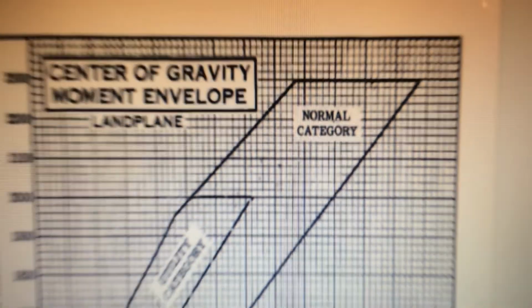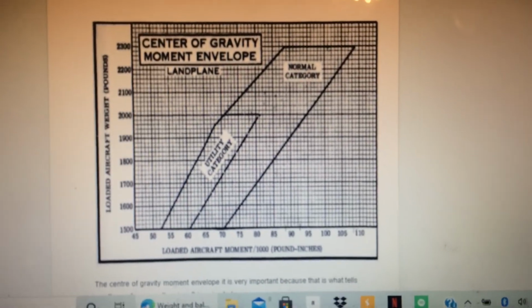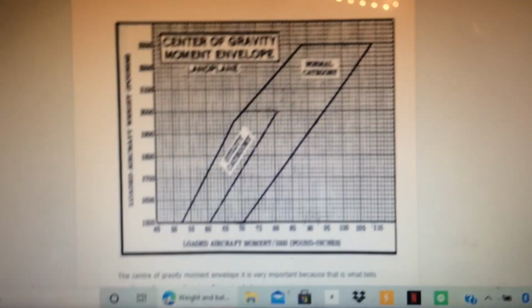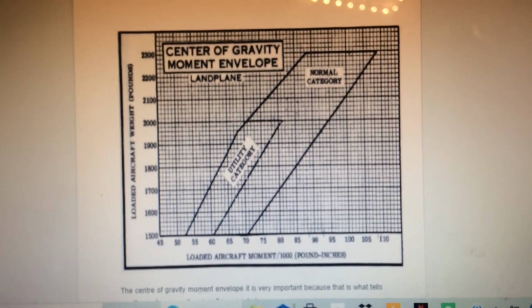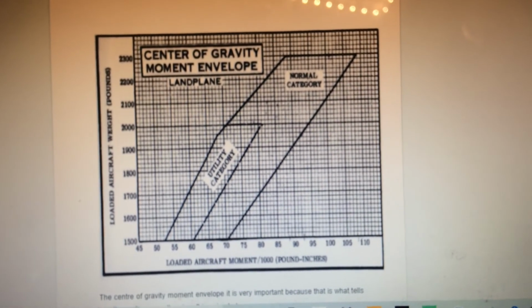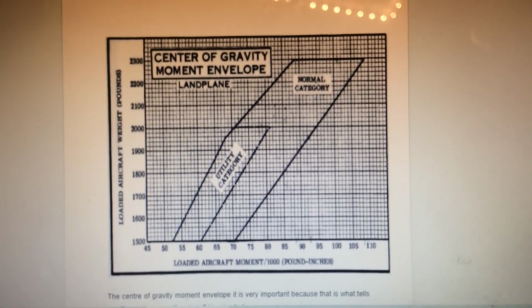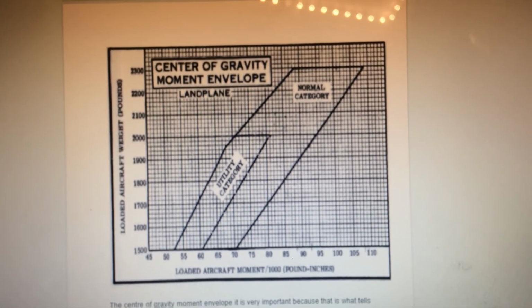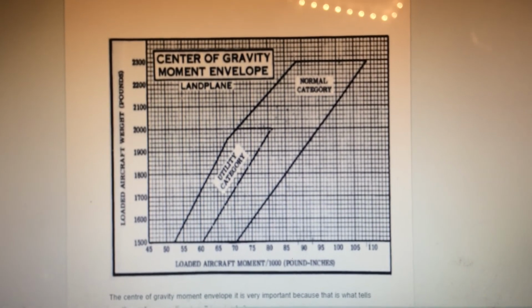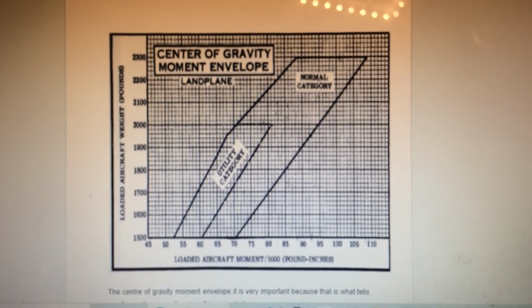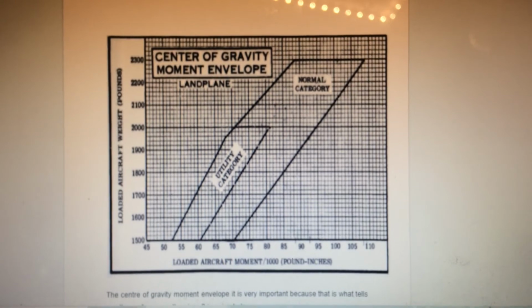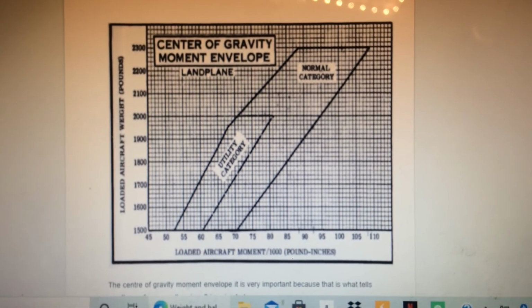In the normal category, the airplane is good for any normal flight conditions. It works great. Now, if we were in the utility category, that means that the aircraft is available to do some maneuvers like spins or spin recovery. And that's it. Now I want to explain why it is important.